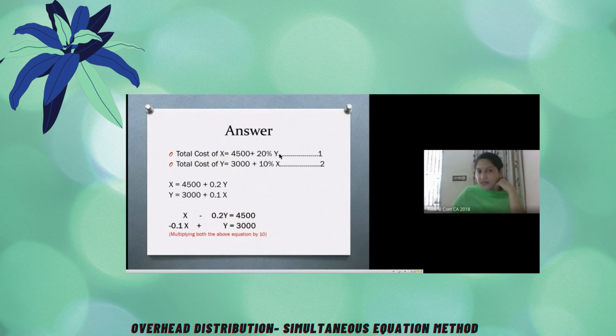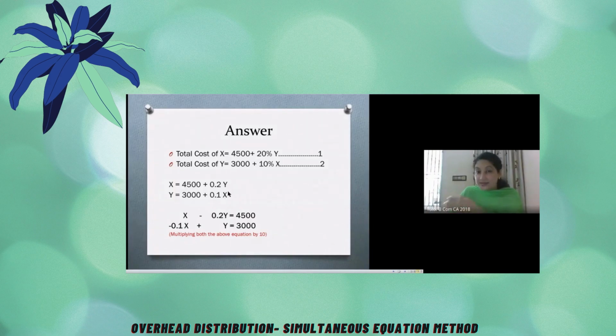X is 4,500 plus 20% of Y, Y is 3,000 plus 10% of X. So that's our first preliminary equation. This is the only thing which you have to remember. What is the share of Y being shared with X? What is the share of X being shared with Y? That's all. After that, we are trying to solve this equation to get an answer to Y or X, right?